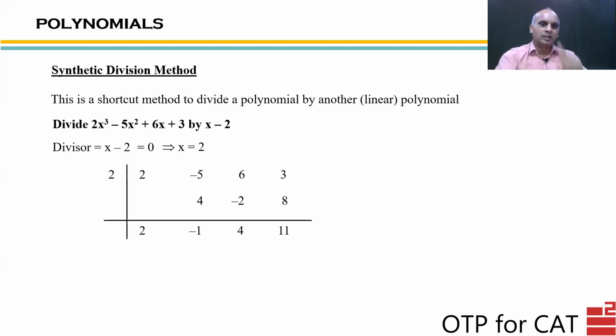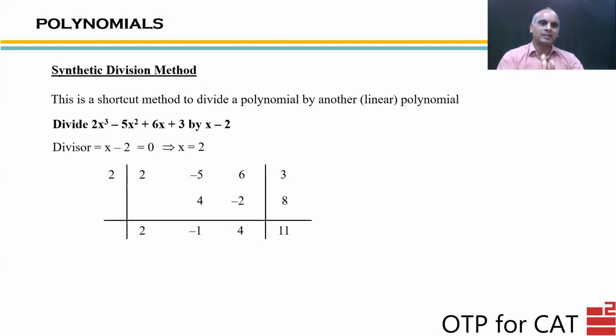Now what do I do? To the left of the last column, I'll draw a vertical line. And I see that the rightmost answer, that is 11, is my remainder. And the remaining numbers which I got, if I read them from right to left, that is 4, then minus 1, and plus 2.